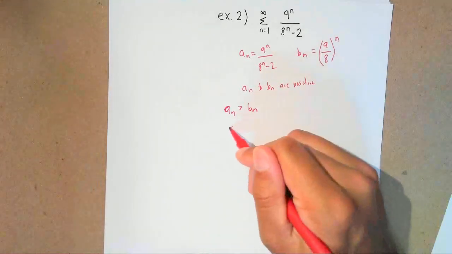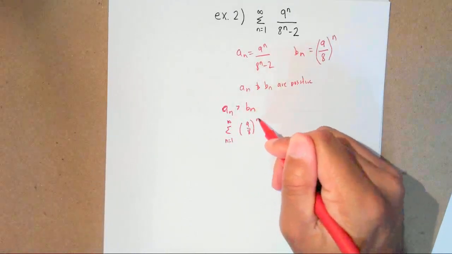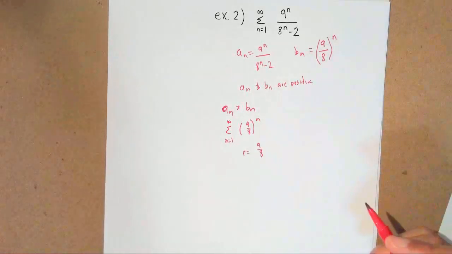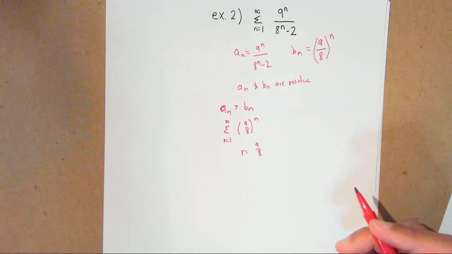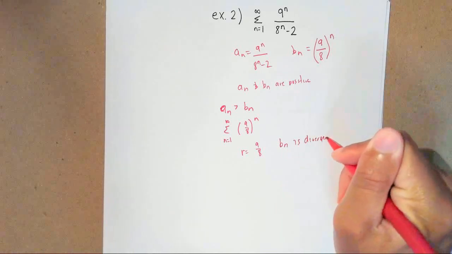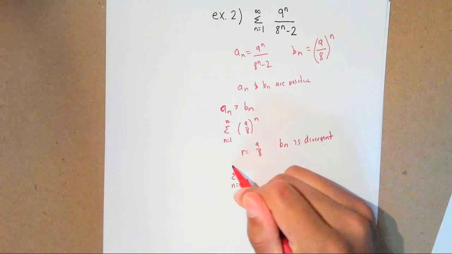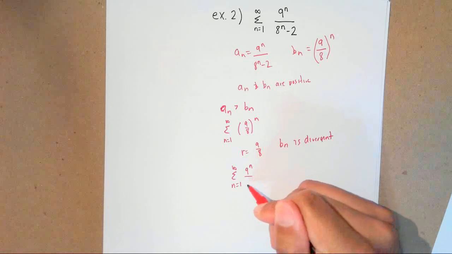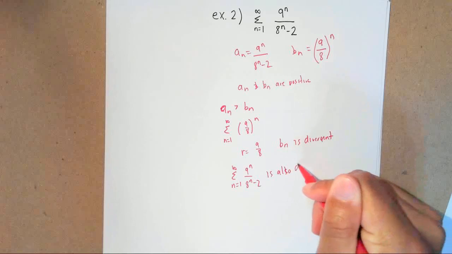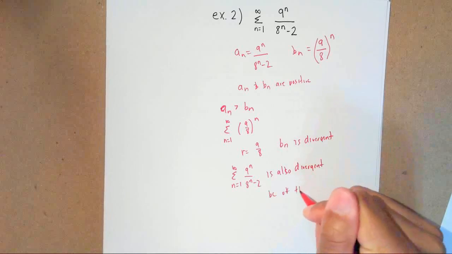So let's figure out if it is. The sum from n equals 1 to infinity of 9 over 8 to the n. But remember, this is a geometric series. My r is equal to 9 over 8. Awesome. Because r is equal to 9 over 8, that's greater than 1, which means B of n is divergent. Therefore, since it fits, I can now say the sum from n equals 1 to infinity of A of n, which is 9 to the n over 8 to the n minus 2, is also divergent because of the comparison test.